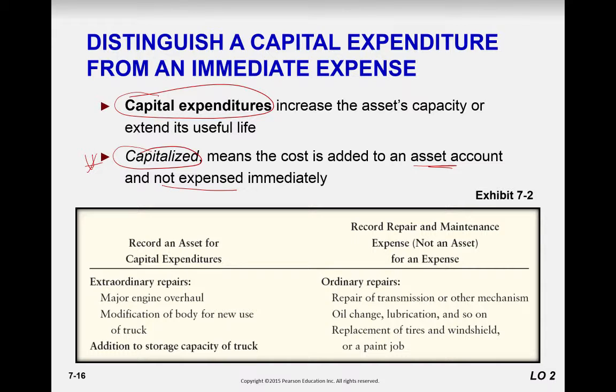This is an important concept that you should know for your exam. When we say to capitalize something, we're not recording an expense, we're actually recording an asset. For example, items that are recorded as an asset for capital expenditures include a major engine overhaul, modifying the body of a truck so that you can use it for a new use, or adding to the storage capacity of a truck. That can all be considered a capital expenditure.